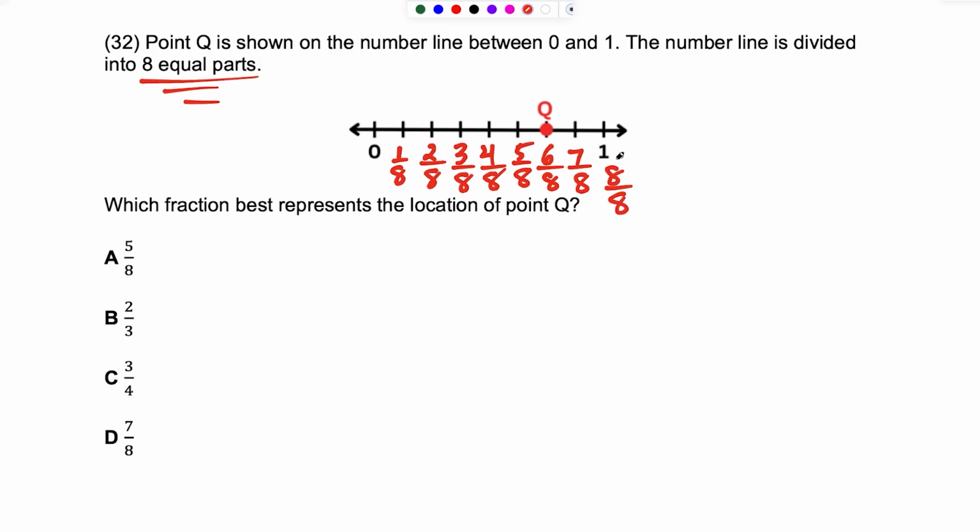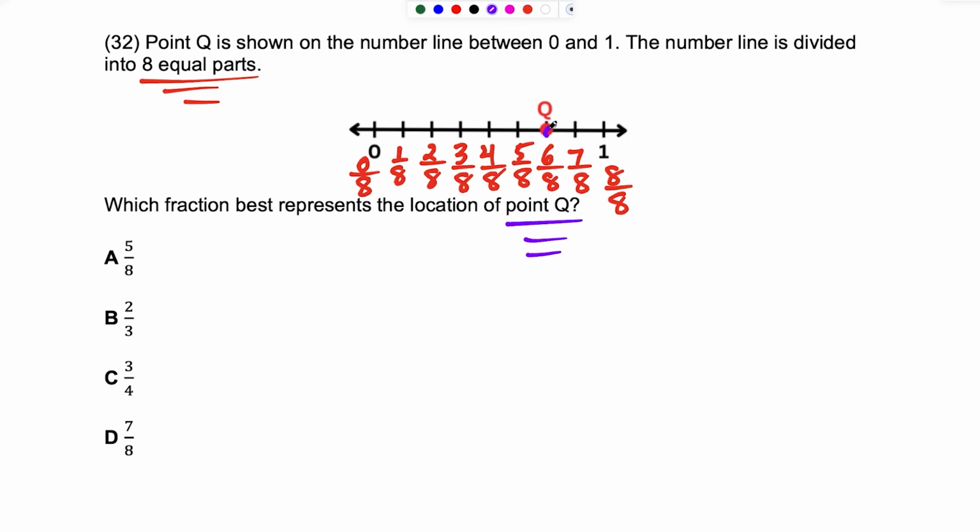But 8 divided by 8 is equal to 1, so it makes sense here that we're landing at 1 when we're counting by eighths. Okay, technically over here, I could say that this is 0/8, and 0 divided by 8 is 0. So yeah, this is how we would cut up this number line. And it's because they told us the number line is divided into 8 equal parts. Okay, so this one here, once again, we're breaking this into 8 equal parts. But the question is, which fraction best represents the location of point Q?